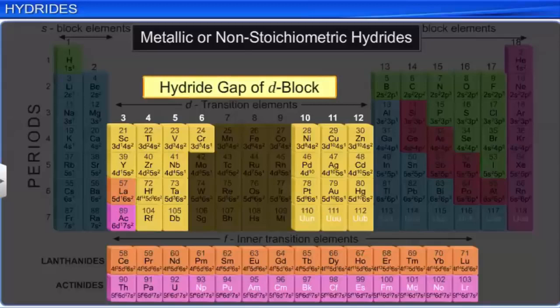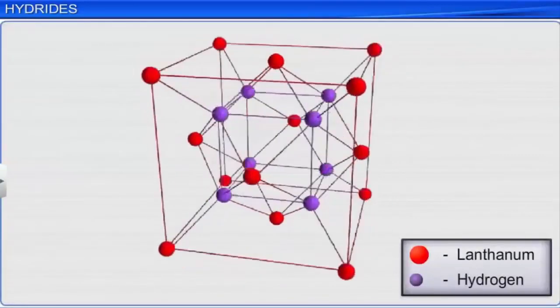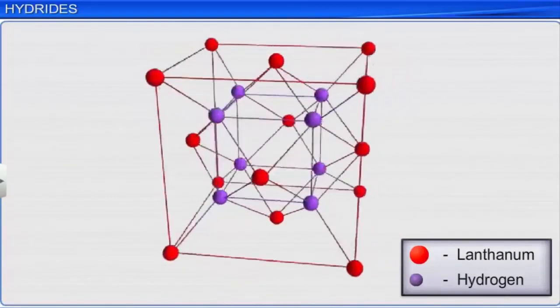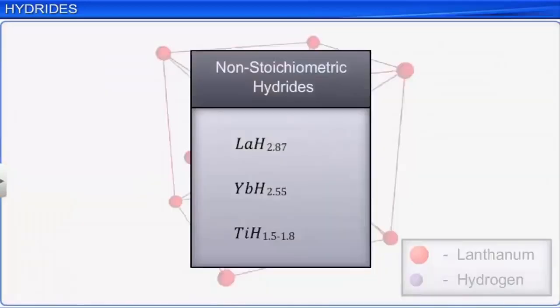Metallic hydrides are deficient in hydrogen and are almost always non-stoichiometric. For example, LaH2.87, YbH2.55 and TiH1.5-1.8. The composition of these hydrides does not correspond to simple whole number ratio and also varies with change in temperature and pressure. And hence, these hydrides are also called non-stoichiometric hydrides.